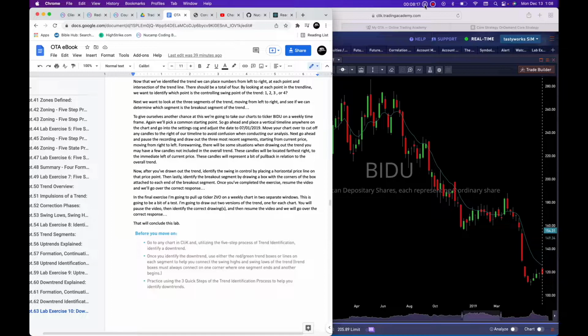Then go ahead and pause the recording and draw out the three most recent segments starting from current price, moving from right to left. Now, again, forewarning, there will be some situations such as this one. When drawing out the trend, you may have a few candles that will not be included in the overall trend.